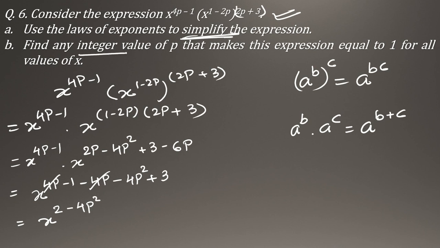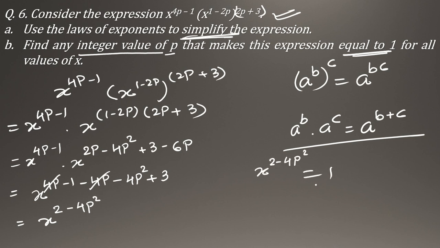Second part: for any integer value of p. Integer value means 0, plus minus 1, plus minus 2, plus minus 3, no decimal point, okay? So that makes the expression equal to 1. So if you make it equal to 1, what will you get here? x to the power 2 minus 4p square equal to 1. Now you see, since we are dealing with powers, you know any number to the power 0 is 1. So you can write it as x to the power 0. And now compare the power. So by comparison, you will get 2 minus 4p square is equal to 0.